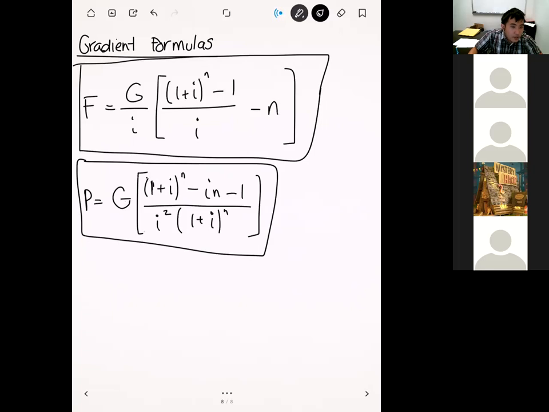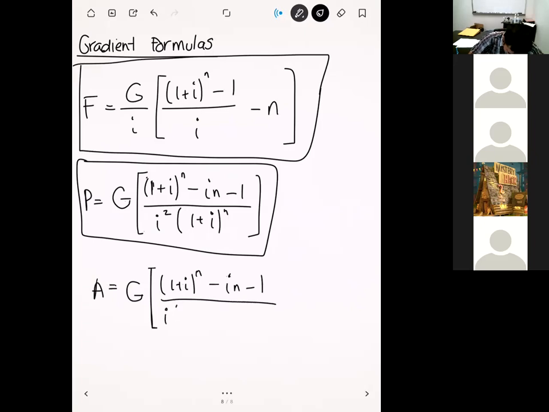And then finally, let's get a formula that converts between A and G. A is equal to G times (1 plus i) to the n, minus i times n, minus 1, divided by i times ((1 plus i) to the n, minus 1).